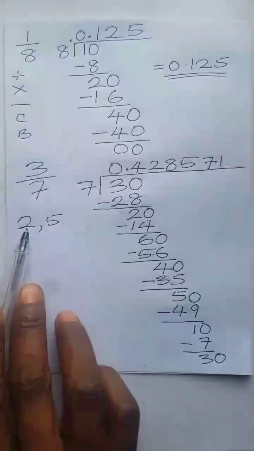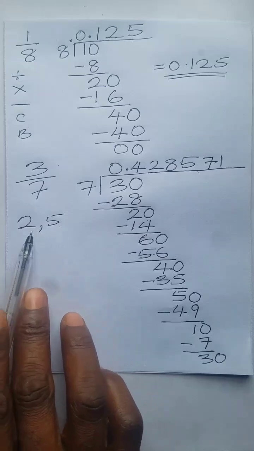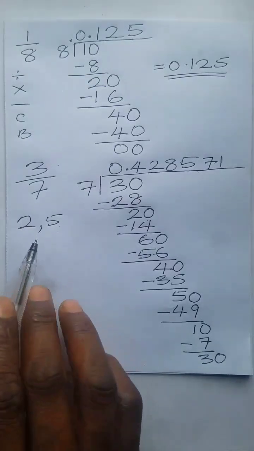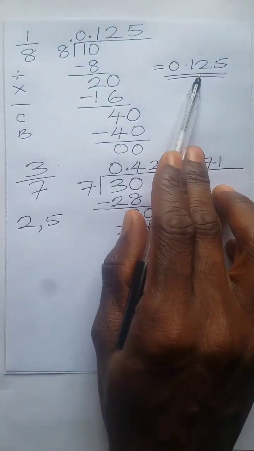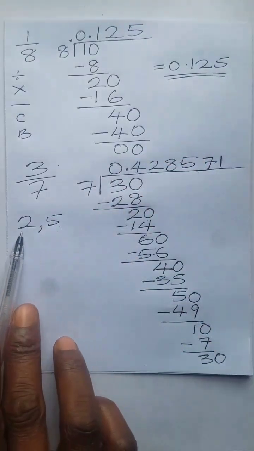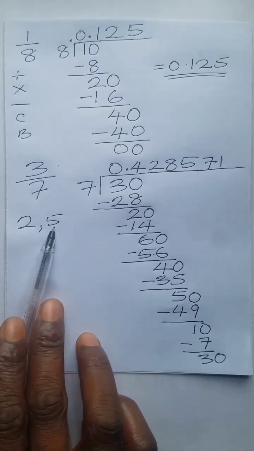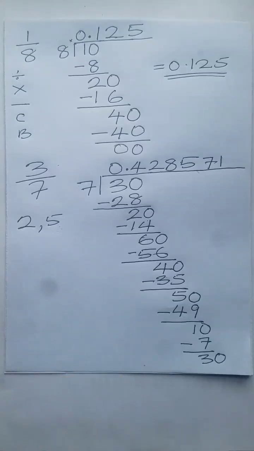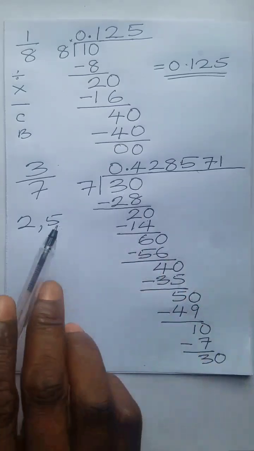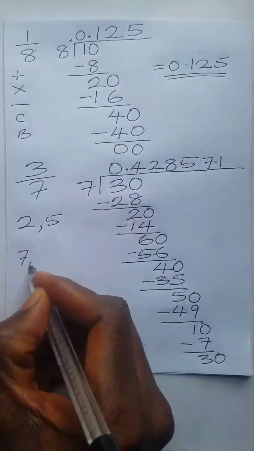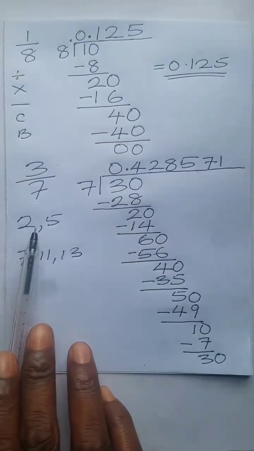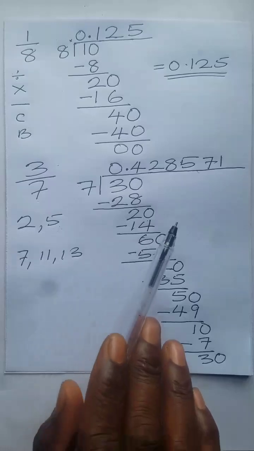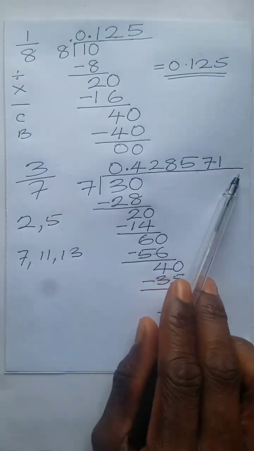If the denominator contains 2 or 5 as prime factors, that decimal is going to lead to a terminating decimal. But if it does not contain 2 and 5, and it contains other prime numbers, they are going to lead to recurring decimals like this. If it has 7, if it has 11, if it has 13, and it doesn't have these guys, they are going to lead to recurring decimals.